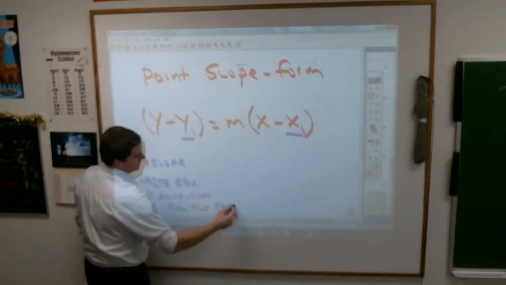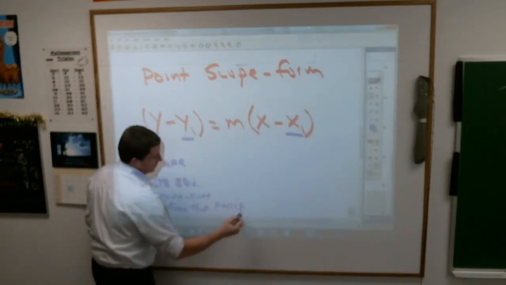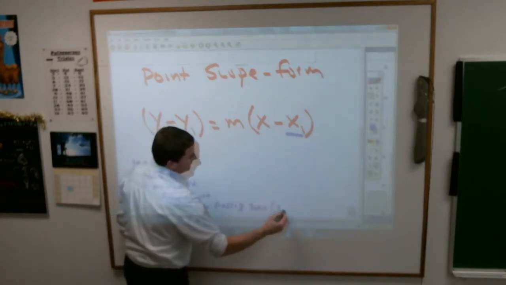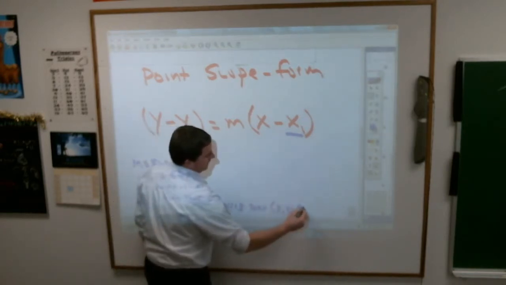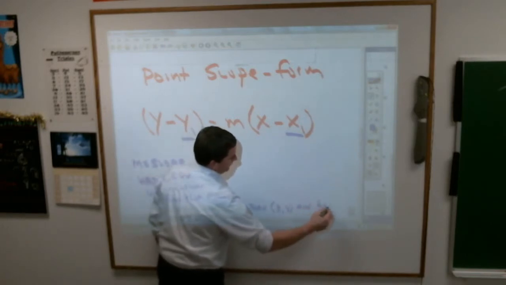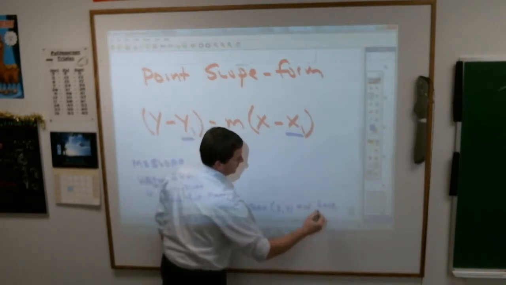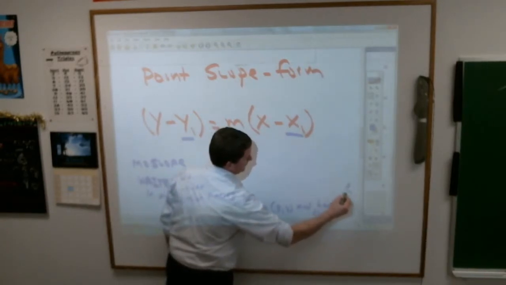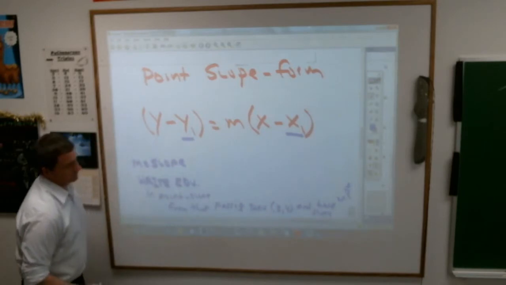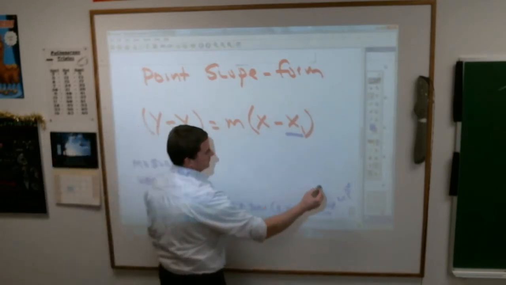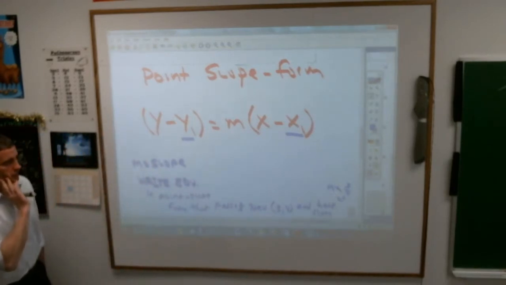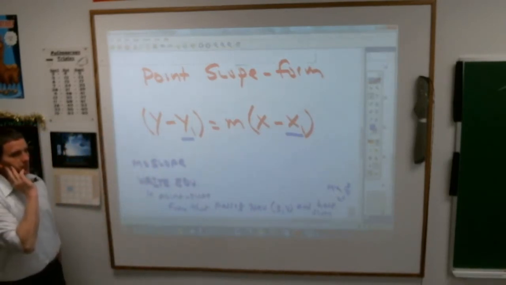that passes through the point (3, 4) and has a slope of, let's say, 3/4. So m equals 3/4. It has a 3/4 slope.